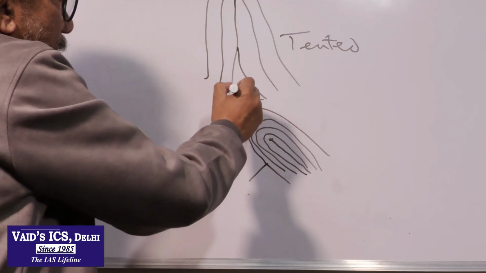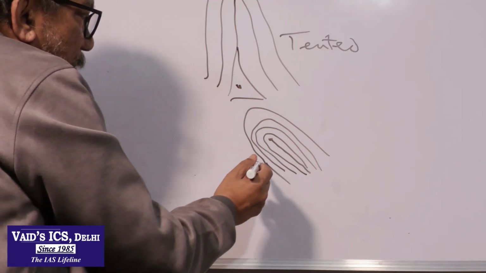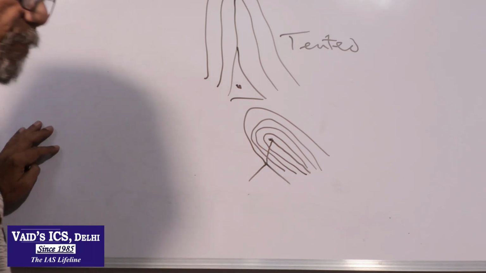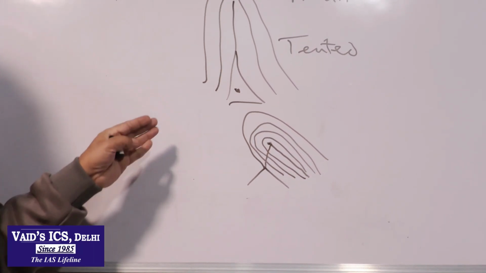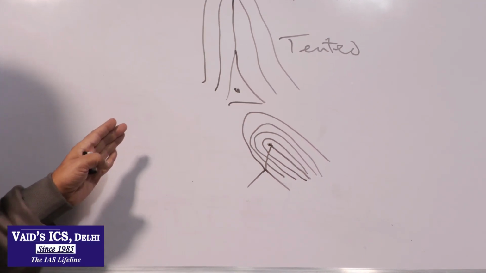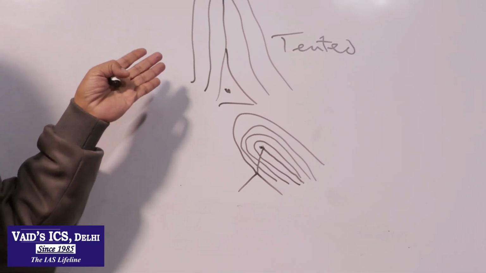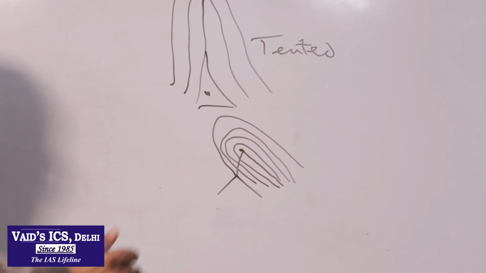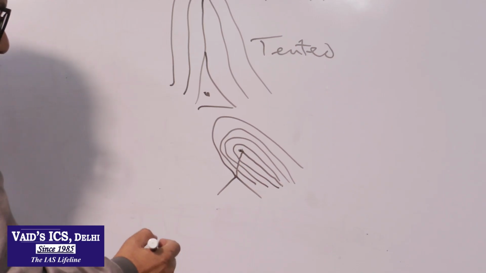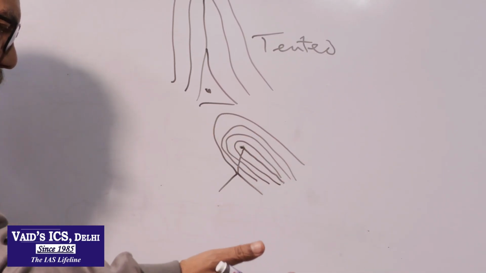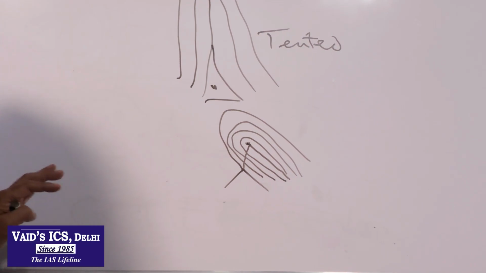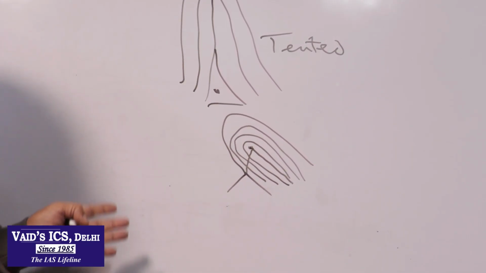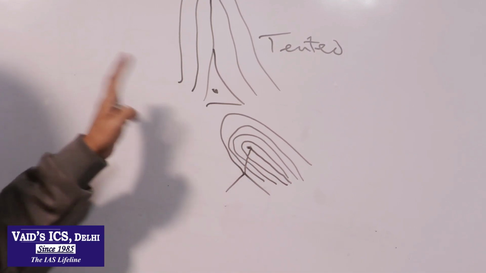This also looks like a delta is there, but the difference is that between the core and the triradius, at least 2 ridges must be cutting across, then only we call it a loop, otherwise it's a ridge. And loops can be radial or ulnar. If they open towards the radius, towards the thumb side, it is called a radial loop, and if it is towards the ulnar side, you call it an ulnar loop. The shape is just the mirror opposite of it.